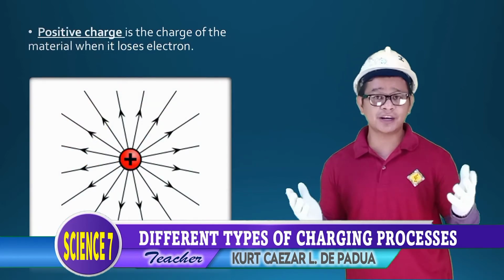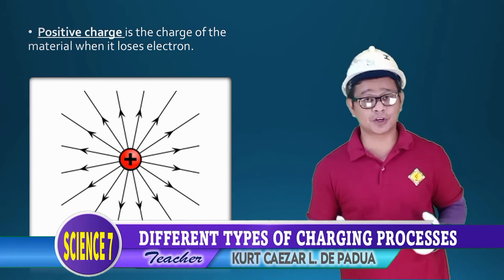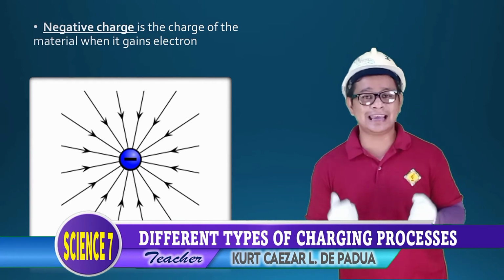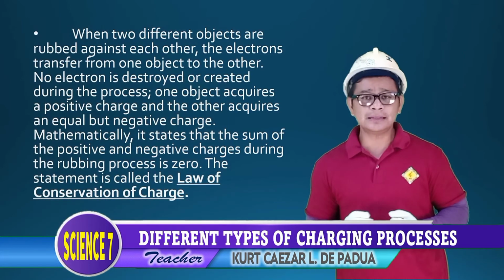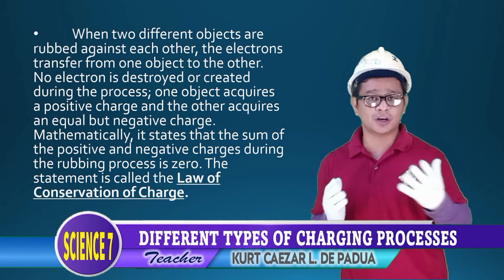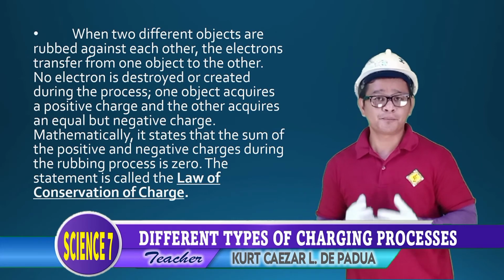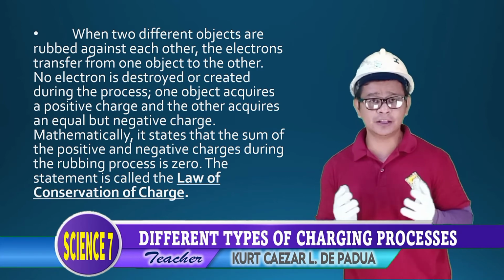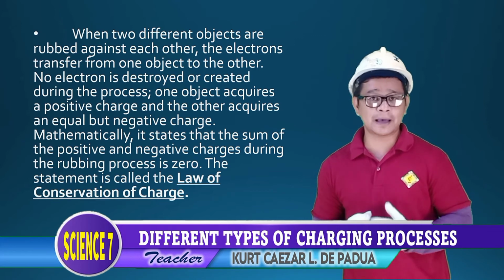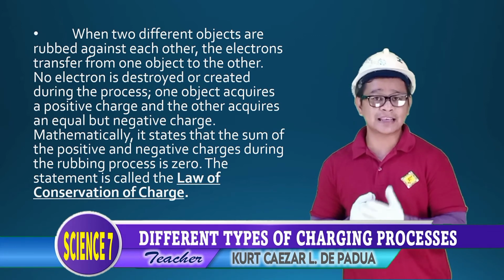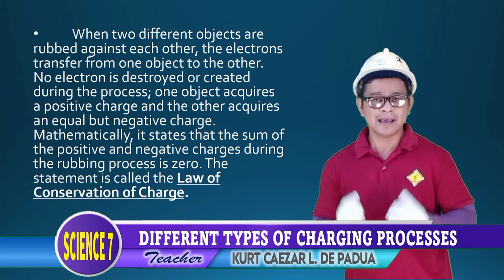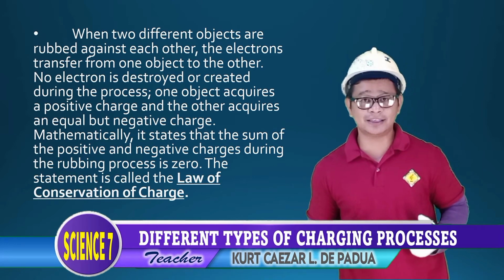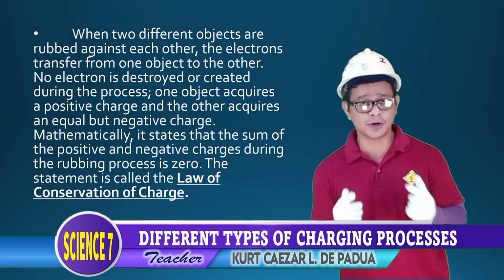Positive charge is the charge of the materials when it loses electrons. Negative charge is the charge of the materials when it gains electrons. When two different objects are rubbed against each other, the electrons will transfer from one object to the other. No electron is destroyed or created during the process. One object acquires a positive charge and the other acquires an equal but negative charge. Mathematically, it is stated that the sum of the positive and negative charges during the rubbing process is zero.